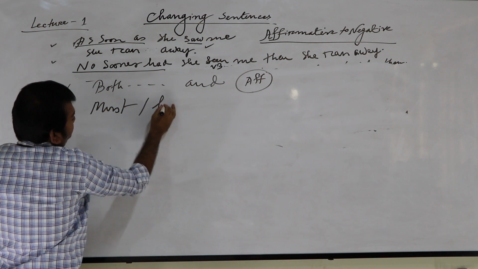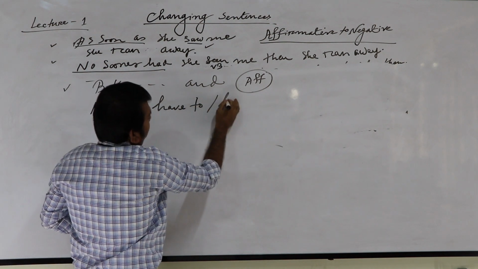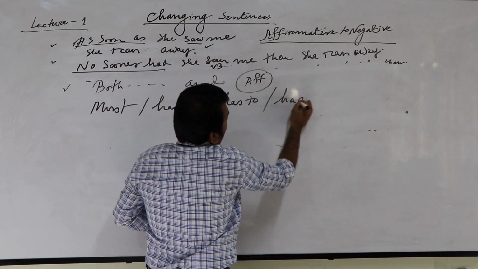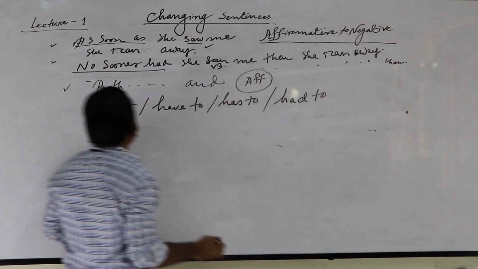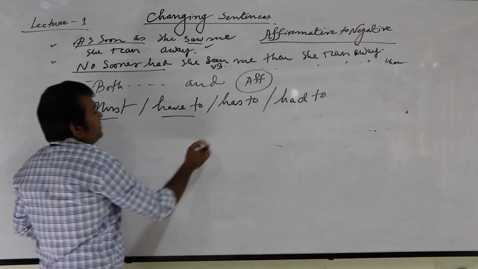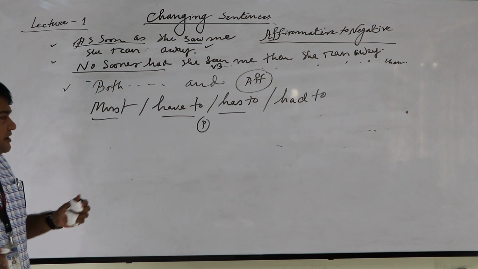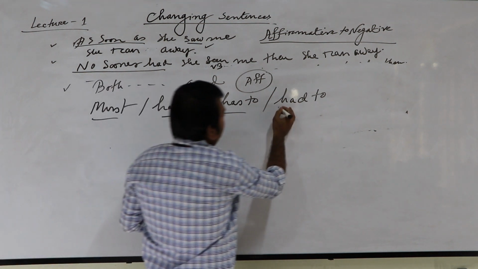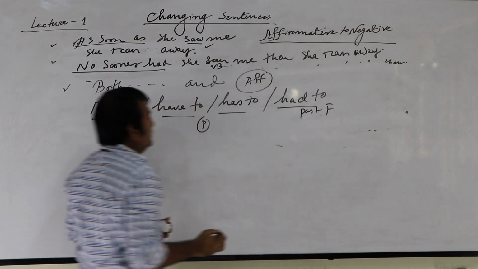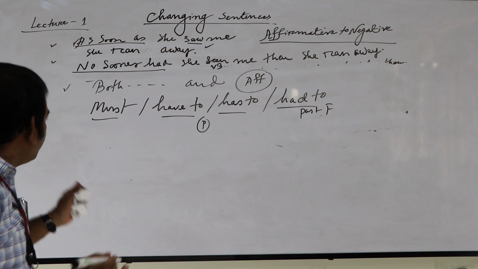Must, have to, has to, or had to. Must is a modal verb, have to also. Have to and has to are the present form, but had to is the first form, the past form. So there are some changes and differences between these two.